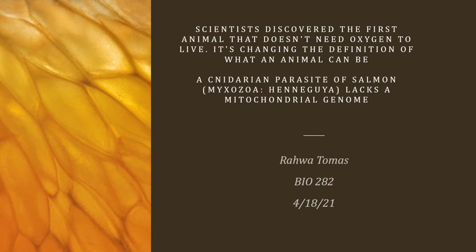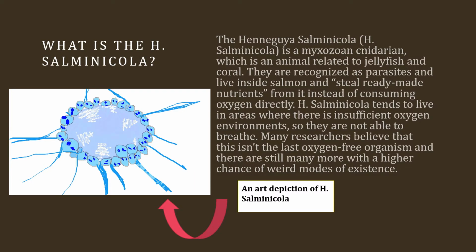To start off, what is H. salminicola? Its full name is Henneguya salminicola. It is a myxozoan, which is a type of parasite that is part of the cnidarian family and shares relations with seawater organisms such as jellyfish and coral. H. salminicola lives inside their host salmon. They also live in other freshwater organisms such as trout.